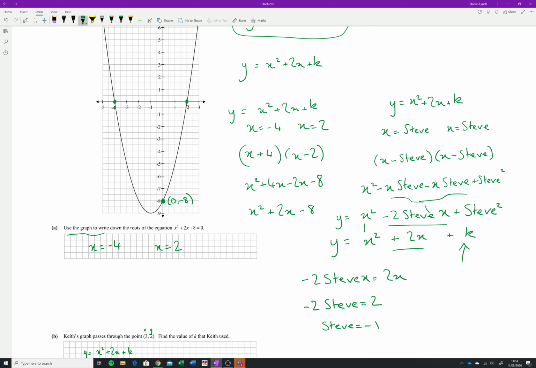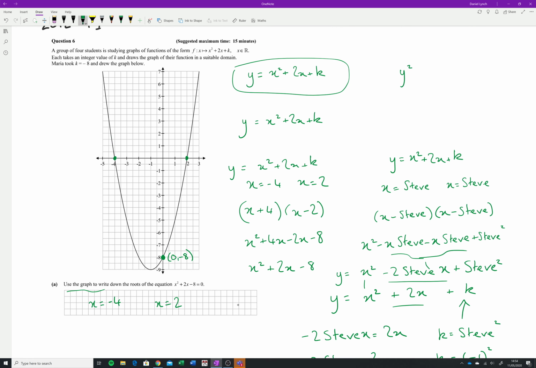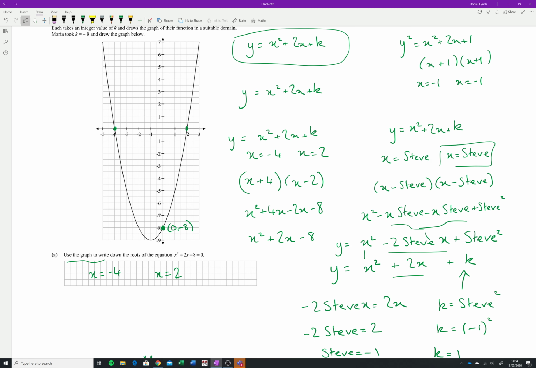And it tells us, therefore, that since k is equal to Steve squared, k is minus 1 squared. So k is just 1. And what you can do is check that. You can say y equals x squared plus 2x plus 1, and you'll notice that when you factorize it, you get plus 1 and plus 1. So we get the same answer. We get x equals minus 1 and x equals minus 1. Remember what we said? x is Steve, and we also said that Steve is minus 1. So the whole thing makes sense there.